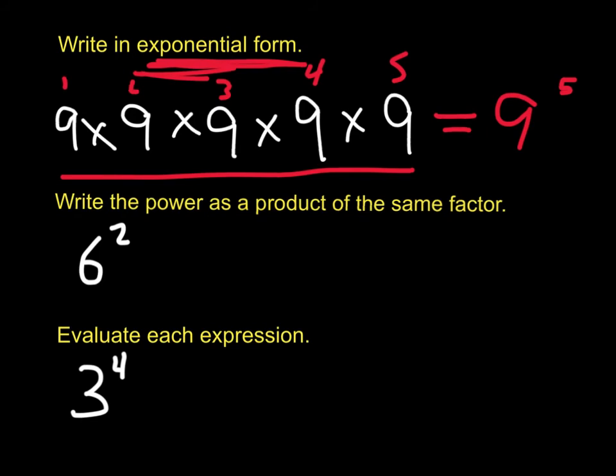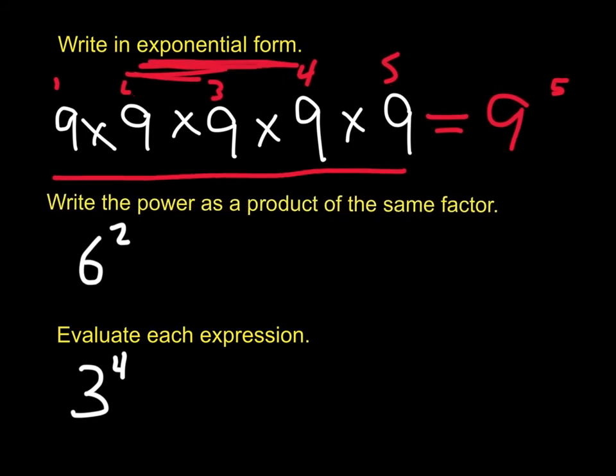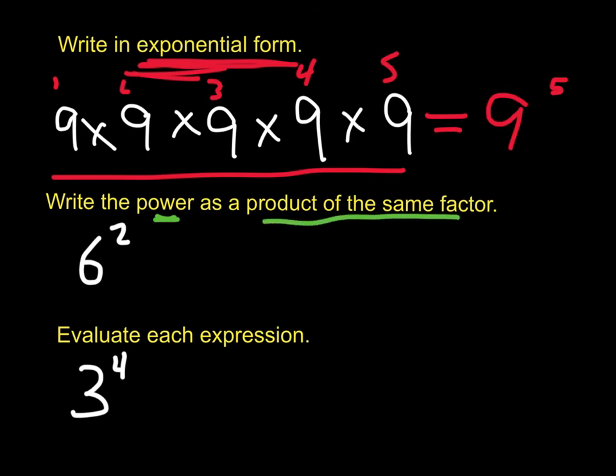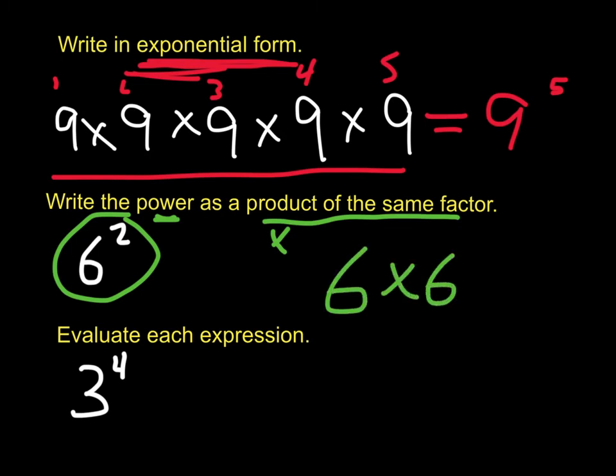This next one asks us to write the power as a product of the same factor. It sounds a little confusing, but it's really not too bad. It's just saying the power, so here's the power, right? 6 to the power of 2, or 6 squared, as a product, which means multiplying, of the same factors. So when we take this power, what are we going to multiply the same factors by? This would be 6 times 6. You're basically just saying, what is this 6 squared the same as? Same as 6 times 6.